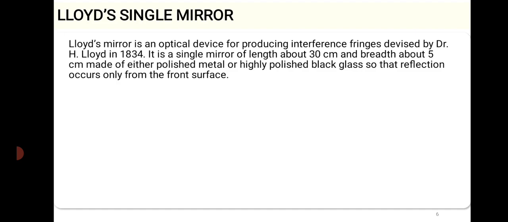Lloyd's mirror is an optical device for producing interference fringes, devised by Dr. H. Lloyd in 1834. It is a single mirror of length about 30 centimeter and breadth about 5 centimeter, made of either polished metal or highly polished black glass, so that reflection occurs only from the front surface.